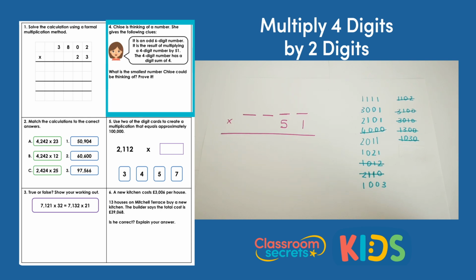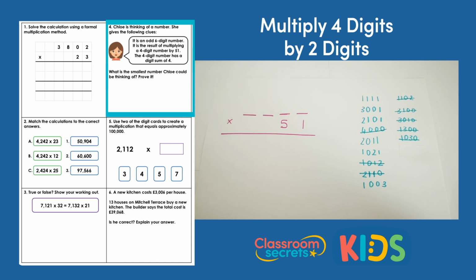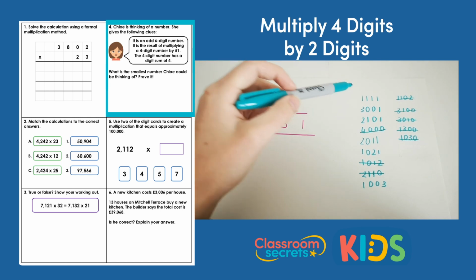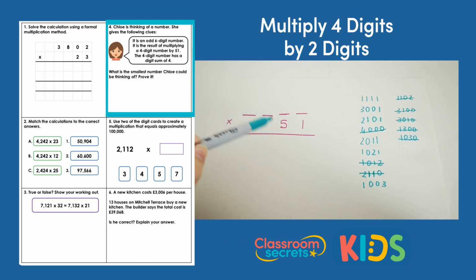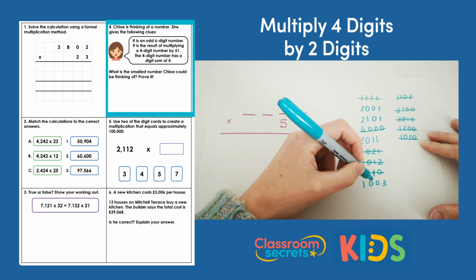So the next thing I need to do is think logically about whether or not they're going to generate a 6-digit number. I know if I multiply 5 and 1, I get 5. So actually, when I multiply 1,111 by 51, I'm probably going to get a 5-digit number. Which then stands to reason that anything that starts with a 1 in the thousands column is also going to give me a 5-digit number, and that's not what we're after.